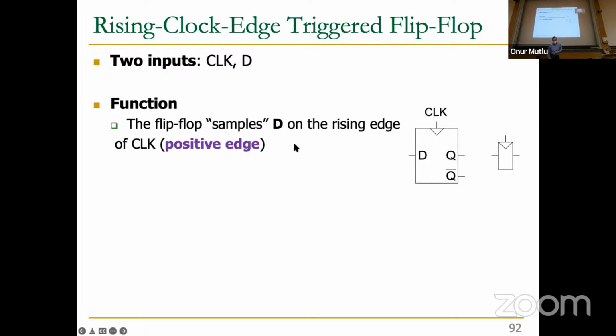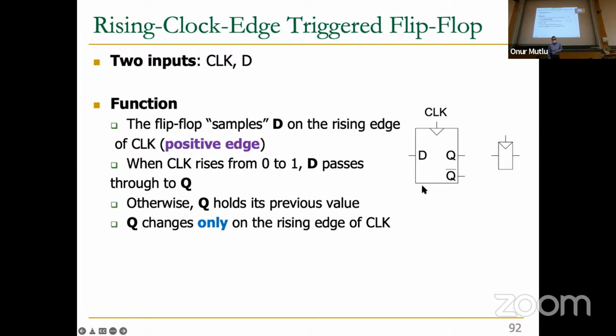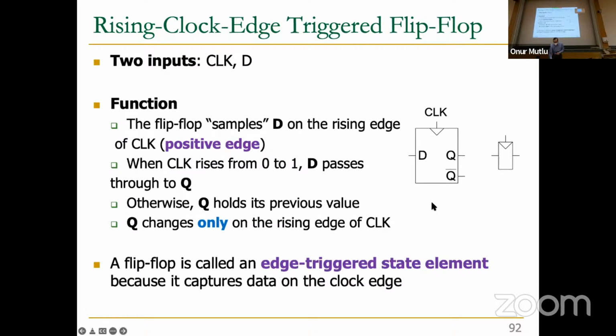The function is the flip-flop samples D on the rising edge of the clock, positive edge of the clock. When the clock rises from 0 to 1, D passes through Q. And that's it. That's the only time. Otherwise, Q holds its previous value as we want. And Q changes only at the rising edge of the clock, meaning Q is stable, meaning output is stable during the entire clock cycle. And that's what we wanted as we discussed.